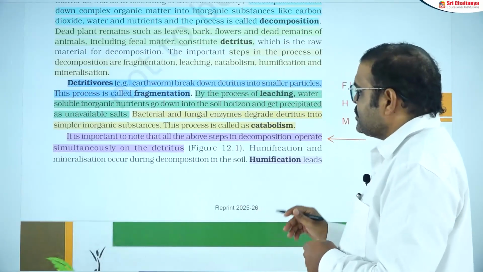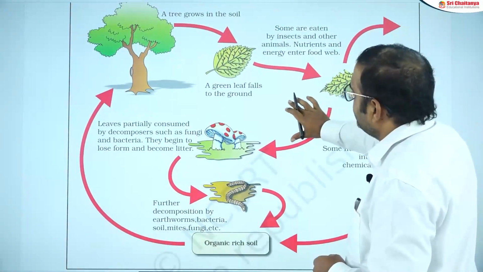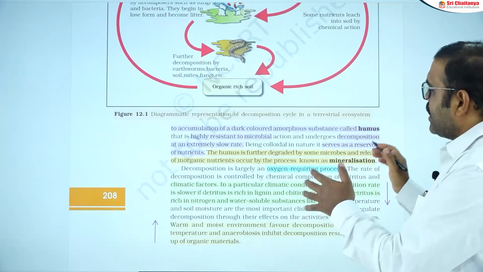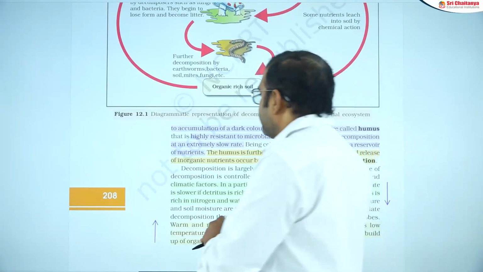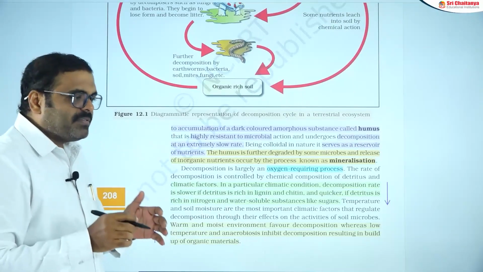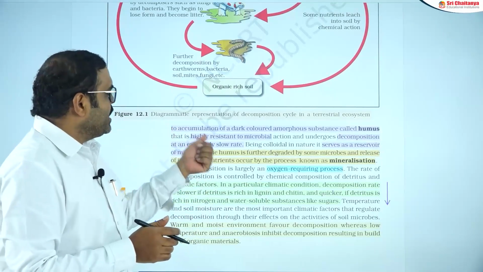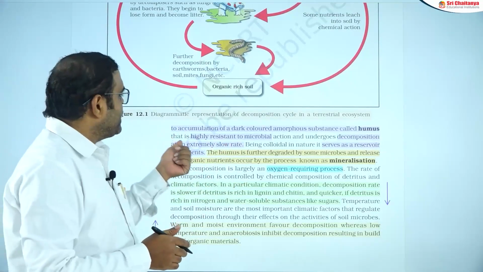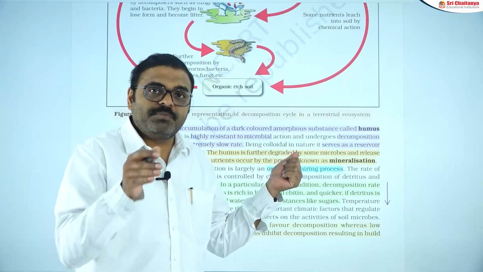Then the next important point, humification. Humification is humus formation. During this process, there is accumulation of dark colored amorphous substances called humus. Dark amorphous matter means it is not perfectly liquid or perfectly solid. That's why it is amorphous, and it has a good quantity of nutrients. That's why it is a rich nutrient resource and highly resistant to microbial action, and the decomposition rate is very slow or extremely low.